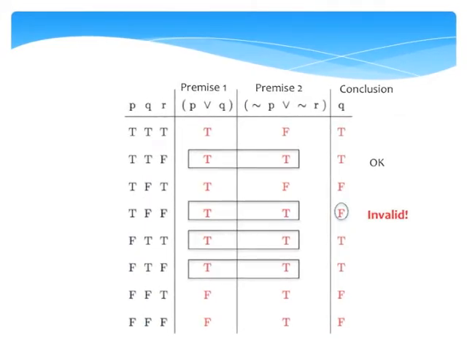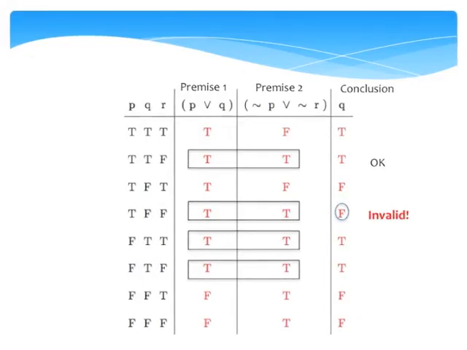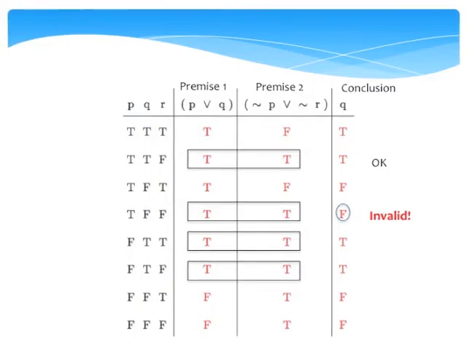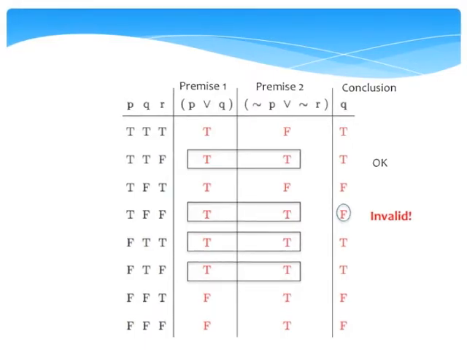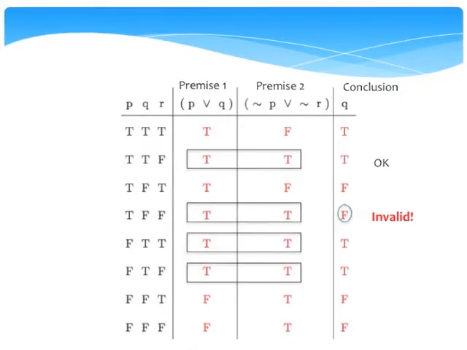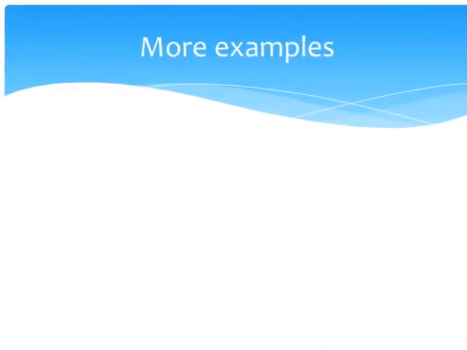But if we consider the fourth row, we see that although the premises are true, the conclusion is false. So this constitutes a counterexample to the argument. We can't stop there. Why? Because it is enough that there is one row in which the premises are true and the conclusion is false to declare the argument invalid, right? And so this argument is invalid. And why? Because there is at least one row in which the premises all get T's and the conclusion gets an F.